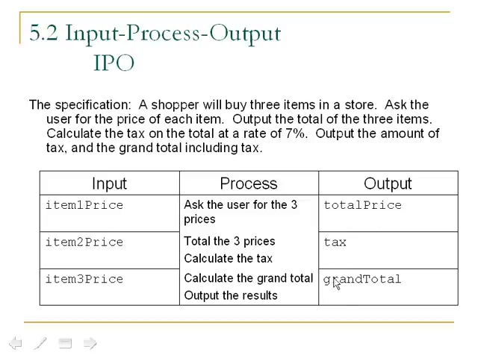We use these variable names. You should kind of notice that it's a little bit easier if we picked the variable names during the creation of this IPO diagram. And now output the results. So what do we want to output? The total price, the tax, and the grand total.